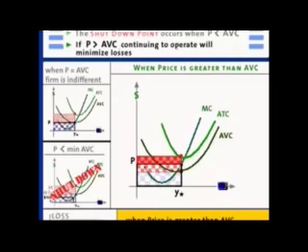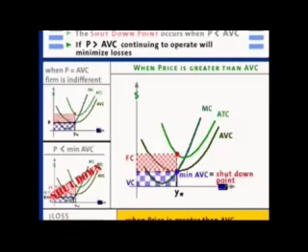Now, notice, if the price is below the shutdown point, the firm is going to be shut down. If the price is above minimum average variable cost, the firm is going to be producing where price equals marginal cost. That is, for all prices above the shutdown point, the marginal cost curve tells us the quantity of output that it will be maximizing for the firm to produce. For all prices above the shutdown point, this marginal cost curve tells us how much output the firm will be producing when it maximizes its profits.